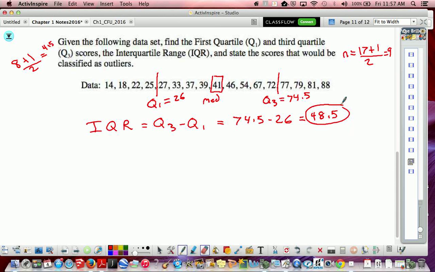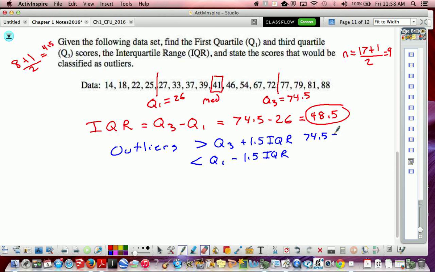Now it asks you to state scores that would be classified as outliers. So let me switch colors here. Outliers. Again, scores that are greater than Q3 plus 1.5 times IQR and less than Q1 minus 1.5 times IQR. So let's see here. Q3 was 74.5. I need to add 1.5 times IQR. So 1.5 times 48.5. Wow.